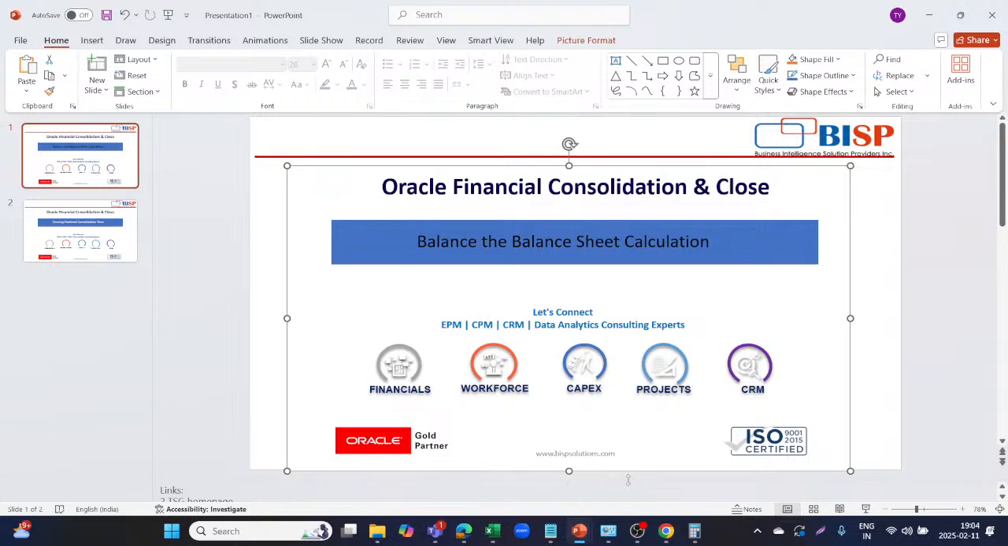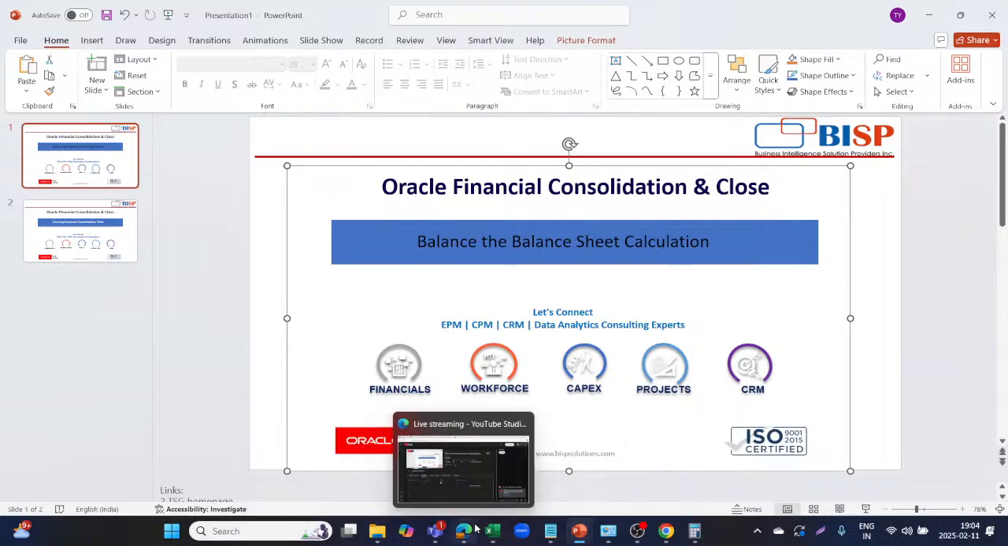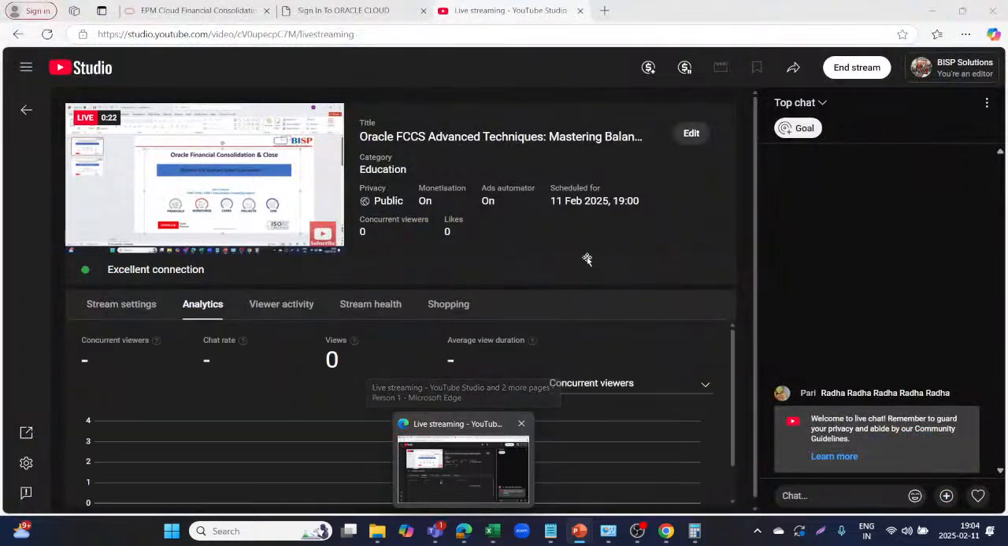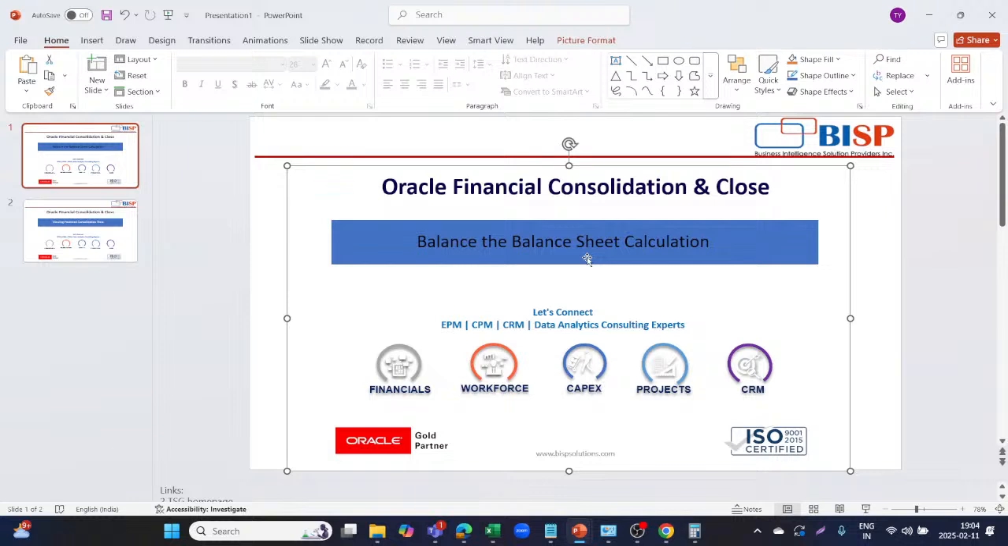Today's topic in financial consolidation and close software is the Balance the Balance Sheet calculation, which is a new feature added by Oracle in FCCS. So what does it mean? When you create a new application, the system includes an entry for the balance calculation on the consolidation process page. The system can perform this calculation to ensure that the balance sheet is balanced.